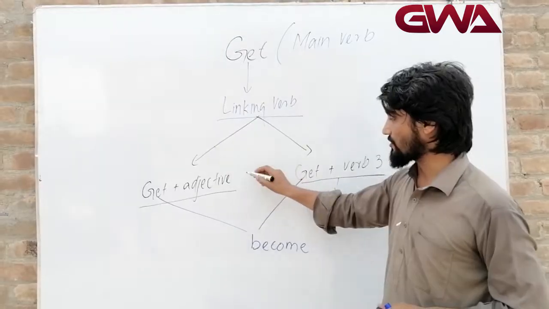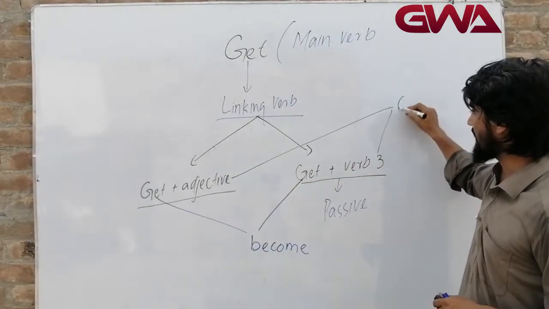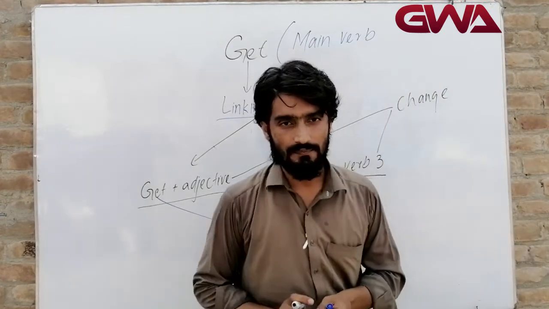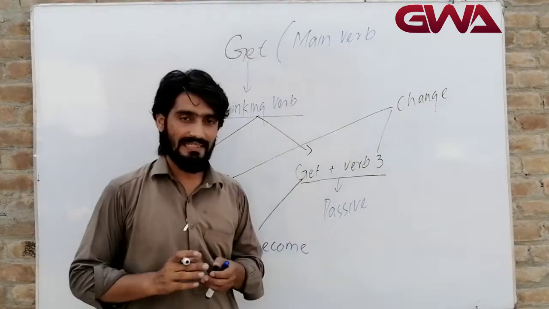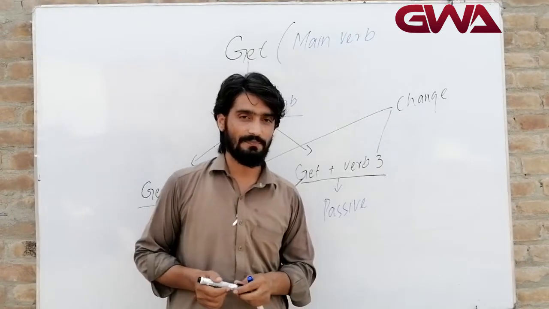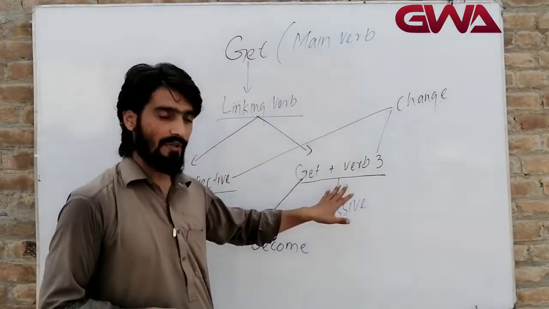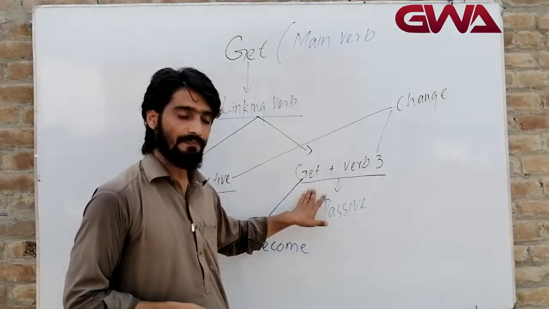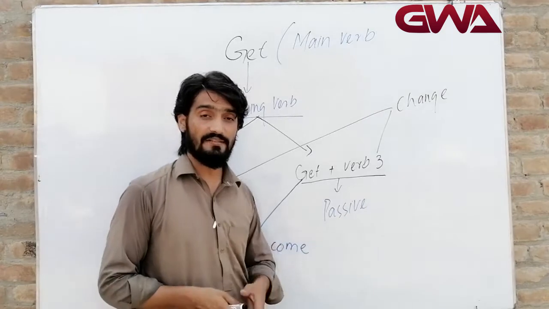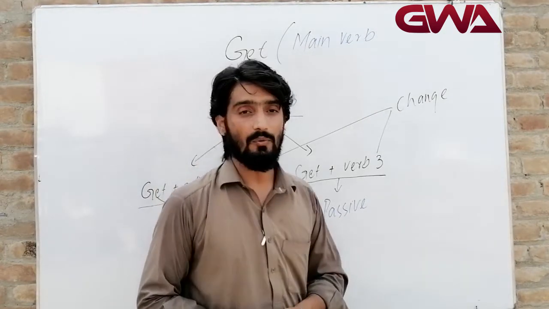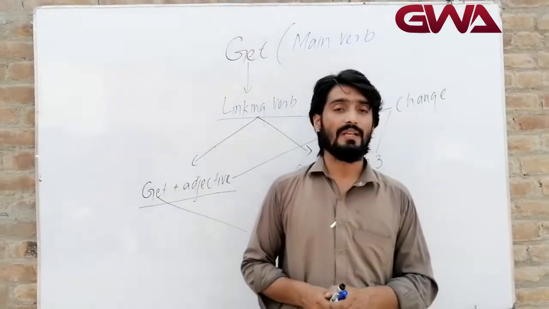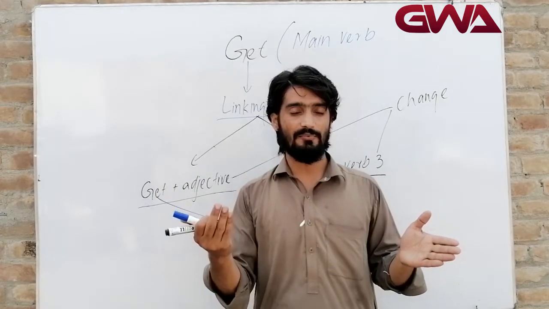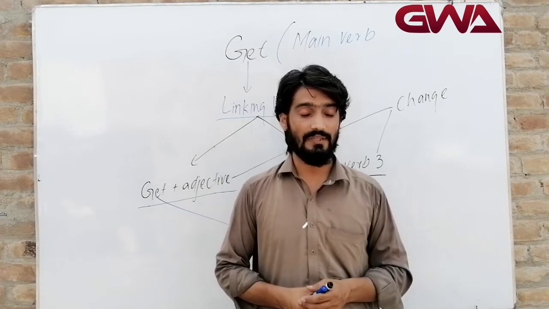These two structures show a change in the state. They show a change in the state of the subject. Now, remember one thing. When you see third form of a verb after get, it has a passive meaning. Now, what is a linking verb? Linking verb connects the complement with the subject. So, let's have examples.